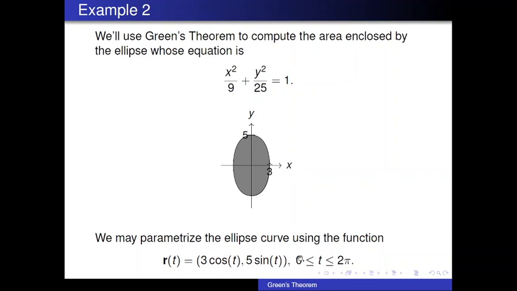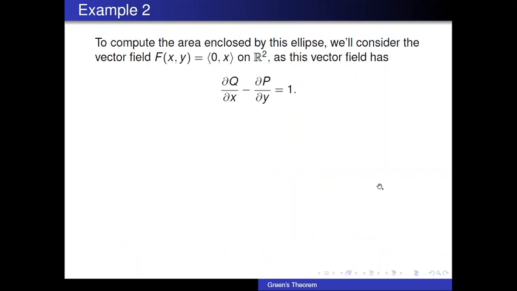As it looks here, we go all the way around this ellipse, so t goes from 0 to 2 pi. And so let's compute the area enclosed by this ellipse. We will consider the vector field whose first component is 0 and whose second component is x, as this vector field satisfies this nice equation, namely that the partial derivative of Q with respect to x minus the partial derivative of P with respect to y equals the constant function 1, which is the function that we must integrate in order to compute the area of the region in question.